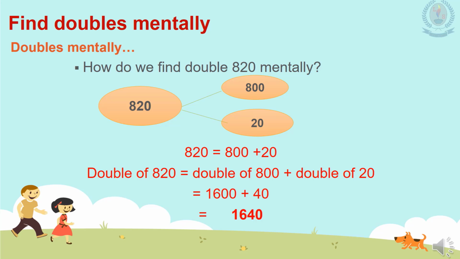Let's break 820 into 800 and 20. Then we are going to double each. What's the answer of double of 800? It is 1600. What is the double number of 20? It is 40. By adding 1600 plus 40, the answer becomes 1640.